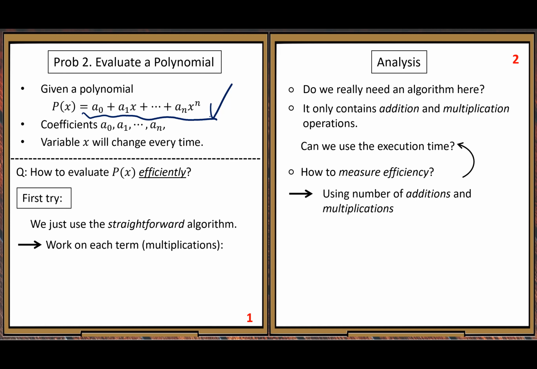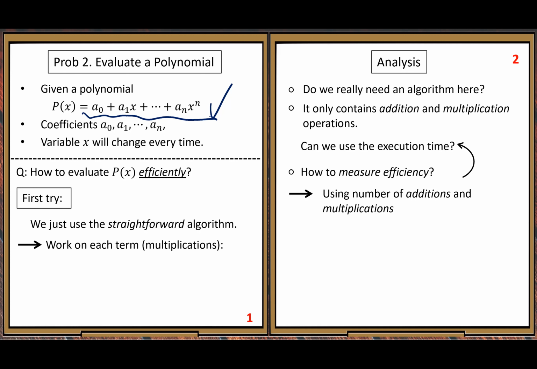N plus 1. How do you know it's n plus 1, not n? Can anybody explain n plus 1, not n? Because we're including x to the 0, which is 1, so that makes a to the 0, a sub 0. Right?